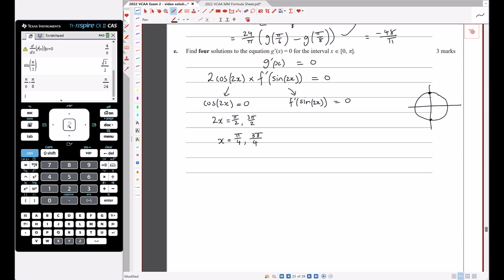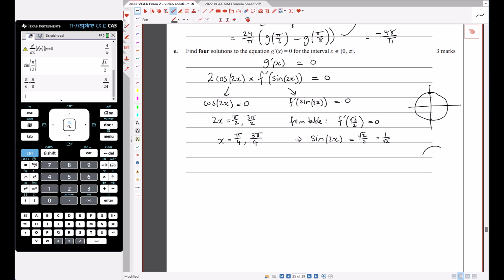So from the table, we know that f dash at root 2 on 2 is equal to 0. And so that means that if f dash of sine of 2x has to equal 0, then sine of 2x has to equal root 2 on 2, which is the same as 1 on root 2.